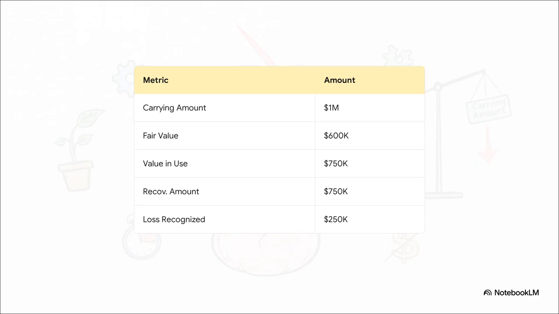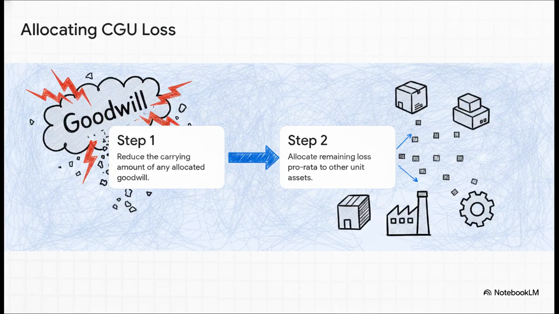That hit goes straight to the profit or loss statement, and it's going to adjust all future depreciation schedules for that factory. But what happens when that loss applies to a whole group of assets, a cash-generating unit? Well, when an entire CGU takes a hit, there's a very strict order of operations. First, you wipe out the goodwill. Goodwill is the most subjective asset, so it takes the very first blow.